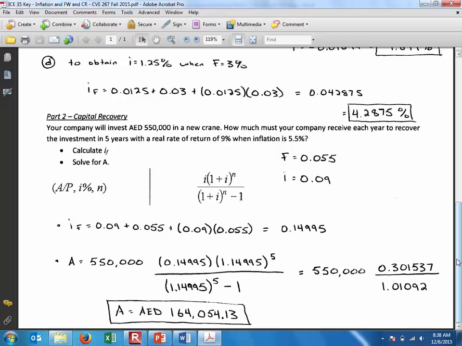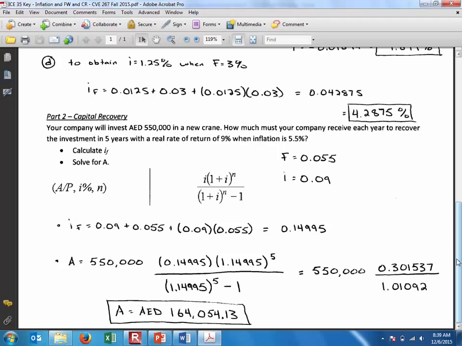Because in a quiz or in an exam, I probably wouldn't tell you the bullet steps of guiding you to which I value to use. You'd have to be able to interpret that from the problem statement. And so here, the way that you should know which I value to use is when it's asking how much should your company receive each year to recover the investment. And so you want to recover enough money from your company that not only is inflation covered, but then on top of inflation, your company is also making a real return.